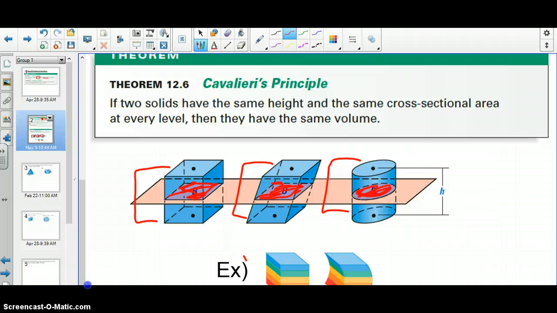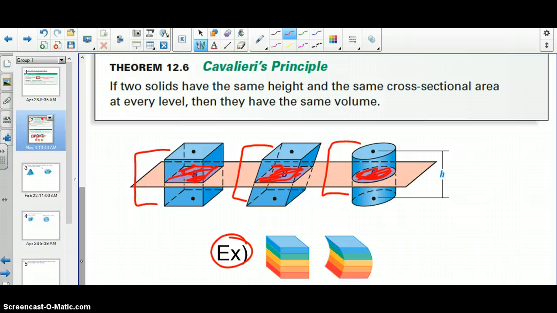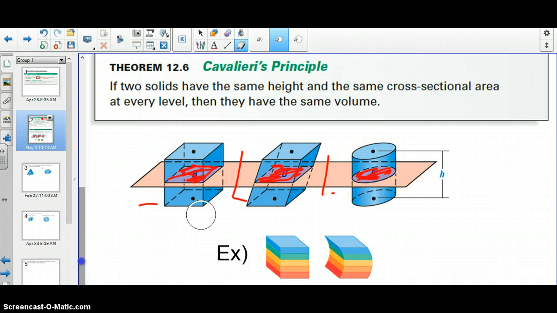But here's an example. Down here you can see that these shapes are going to have the same cross-sectional area, they have the same height, which means their volumes are the same. Okay, let's look at our first example.